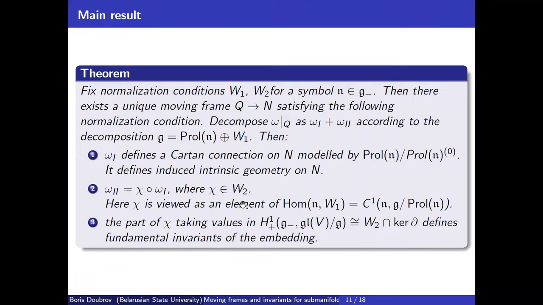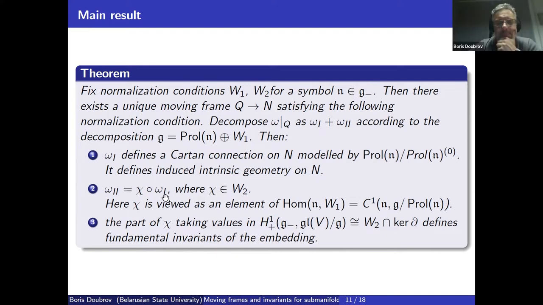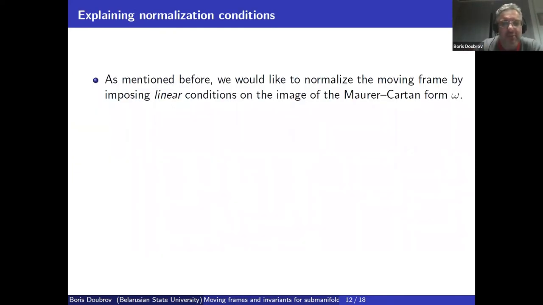Boris, a question about your condition two. I see composition psi with omega one. Omega one takes value in prol n, right? But then you take homomorphism from n to W1. So I want psi to vanish actually on positive part of prolongation of n. Yeah, so it will be equivariant and vertical. Great, okay. So what does this mean actually to us? And this is on the next slide. So I am just explaining more detailed normalization conditions.